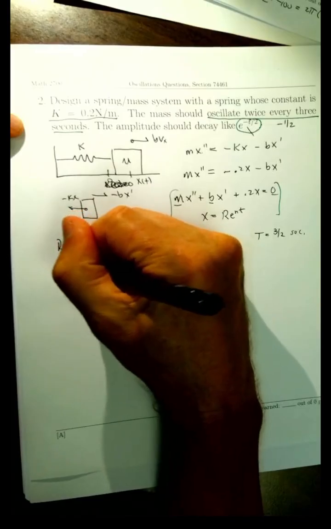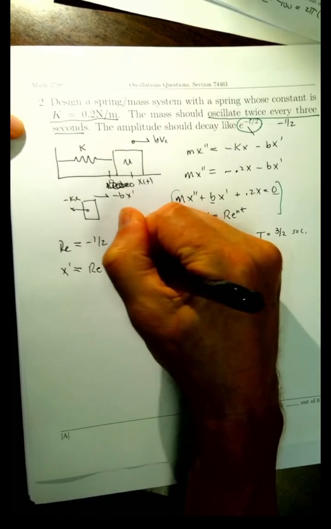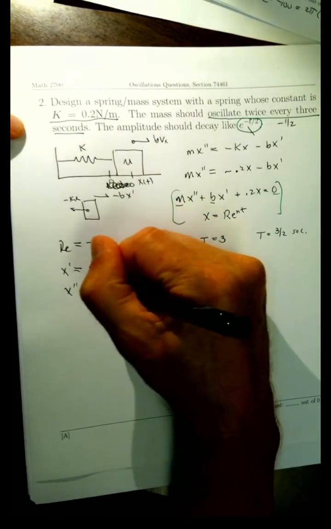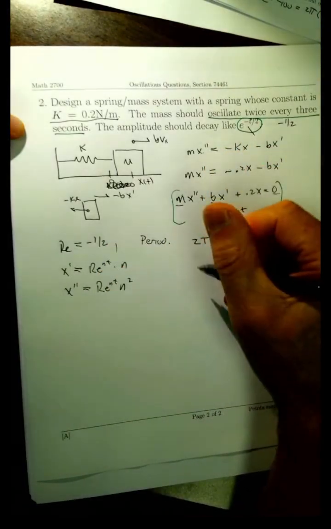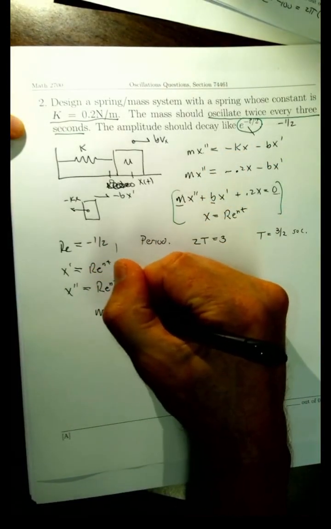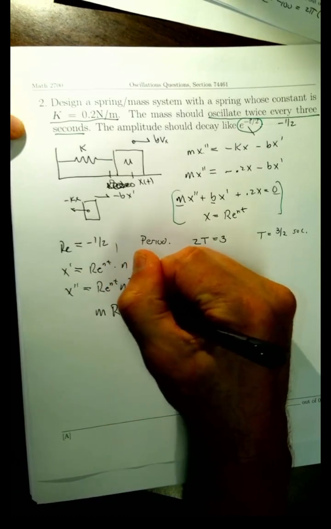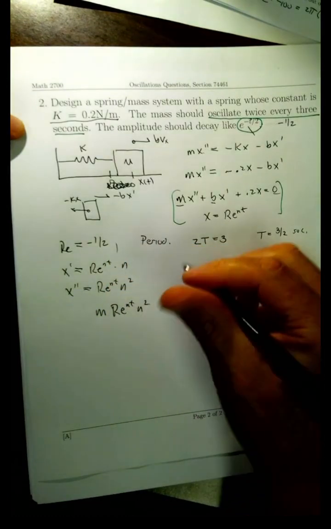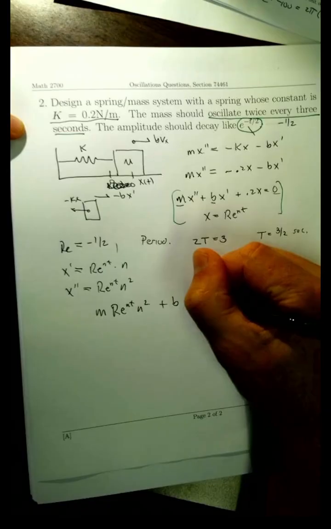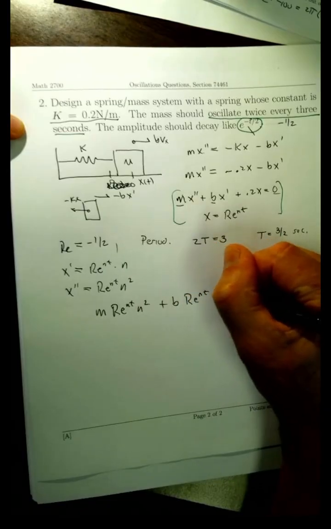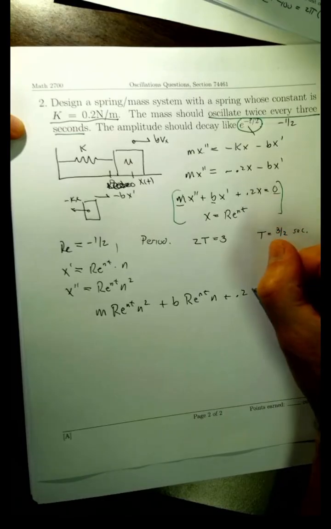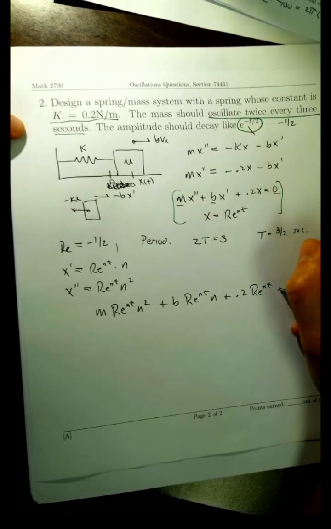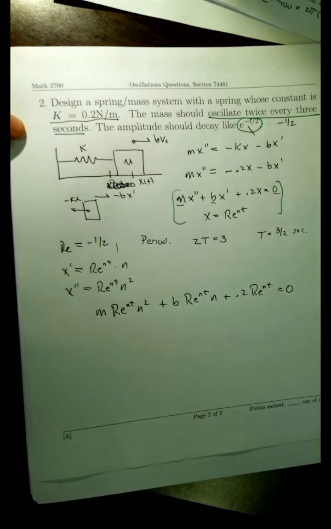I have x prime is r e to the nt times n. X double prime is r e to the nt times n squared. Plugging into my differential equation, I'm going to have m r e to the nt times n squared, m times the acceleration, plus b times the velocity, r e to the nt times n, plus 0.2 times the position, r e to the nt. And by Newton's second law, that has to add up to 0.